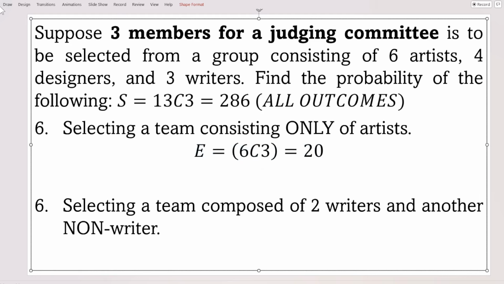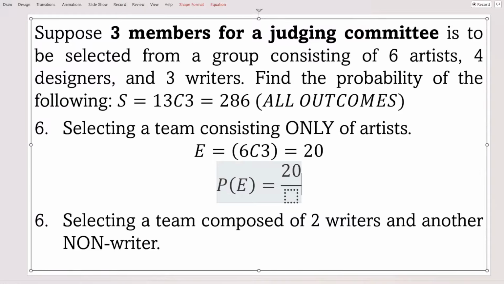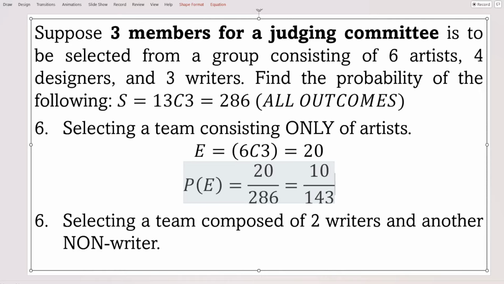And then to find the probability, this is just the number of outcomes from the event that you want. That is 20 events divided by all the possible outcomes, 286. So in our calculator, this is the lowest term first is 10 over 100, 10 over 143.